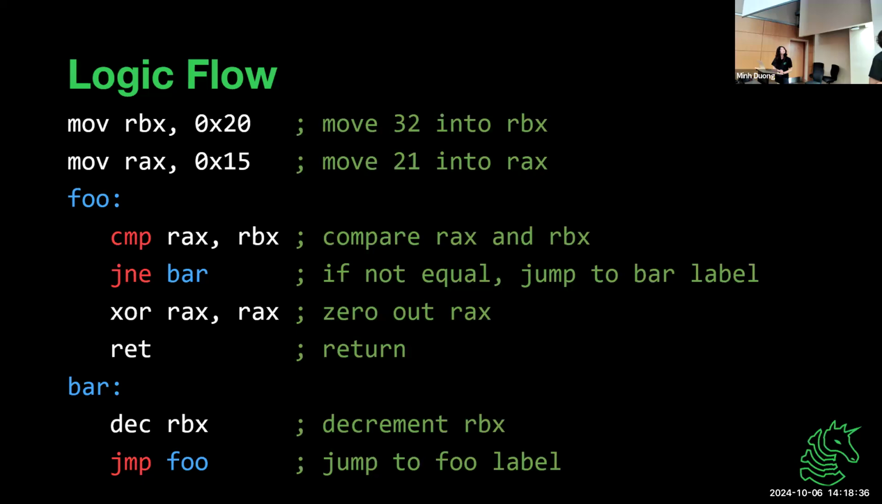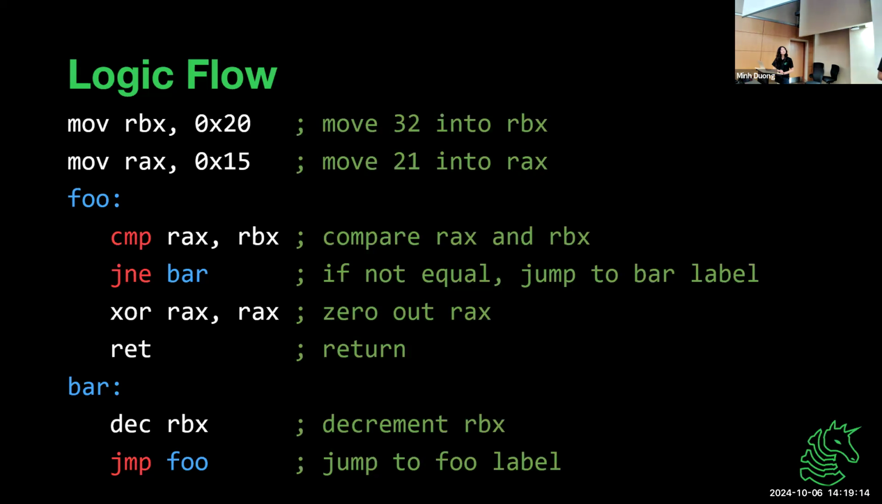So this is a bit of code to show what logic flow would look like in assembly. We set 2 variables to 0x20 and 0x15. We do this compare before we try to do a conditional jump. So we use the NE suffix to say not equal. If these are not equal, we jump to bar. Bar will decrement RBX by 1, and then we jump back to foo directly, and then we run this code again. And before we leave, we zero out RAX with our XOR command, and then we use ret to return back to our calling function.